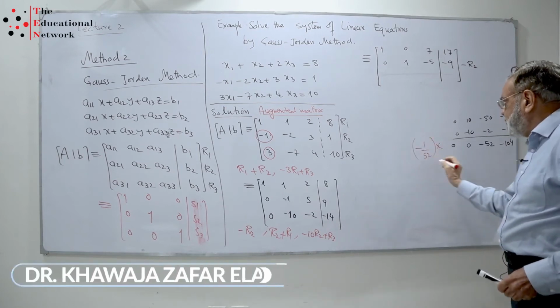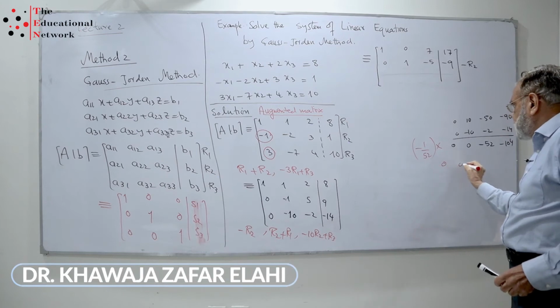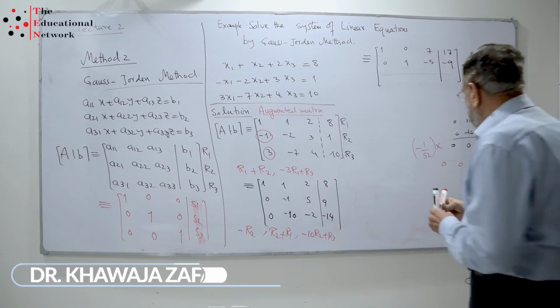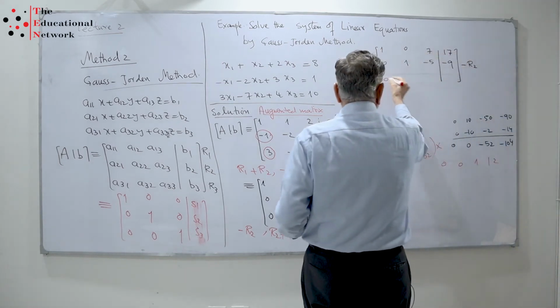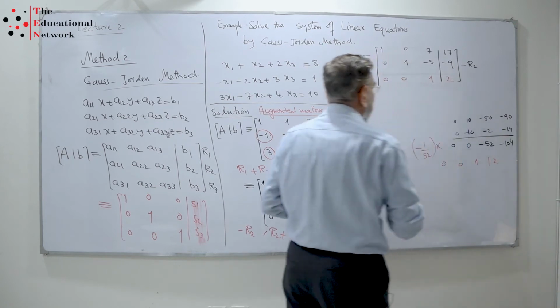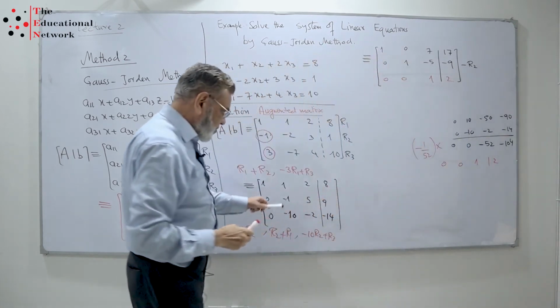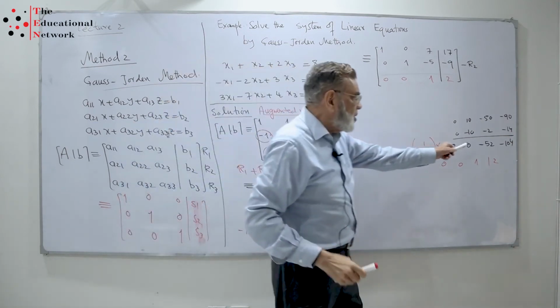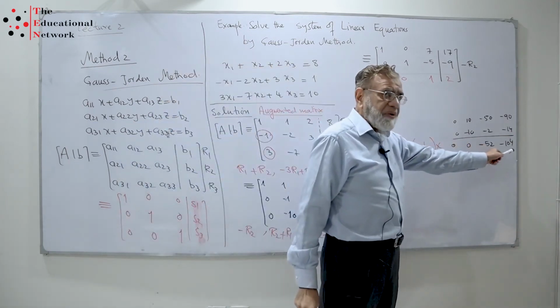When I multiply by 1 over 52, I'll get here 0, 0, 1, and 2. So I write here, instead of this one, the last one is 0, 0, 1, and 2. Again, I just explained to you. To make this one 0, I multiply by minus 10 and add to this one. I get here 0, 0, minus 52, and minus 104.